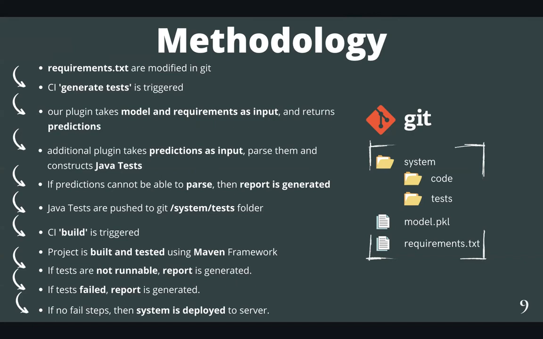The additional plugin takes those predictions as input, parses them, and constructs Java tests. If predictions cannot be parsed, then a report is generated. Then if everything is okay, Java tests are pushed to the Git system tests folder. After the push of tests, a CI build is triggered. The project is then built and tested using the Maven framework. If tests are not runnable, a report is generated as well. If tests failed, a report is generated because requirements are not passed for our system. If no failing steps occurred, then the system is deployed to our server. So by this pipeline, we ensure that requirements are met by our system.